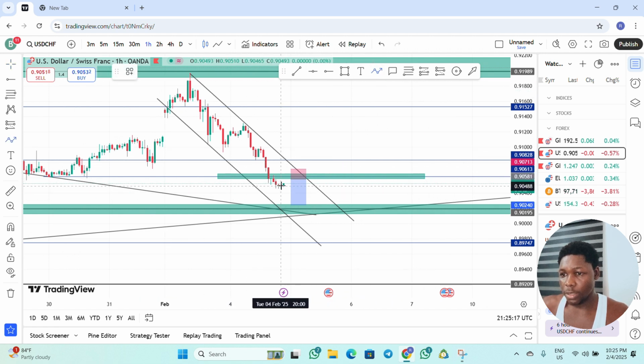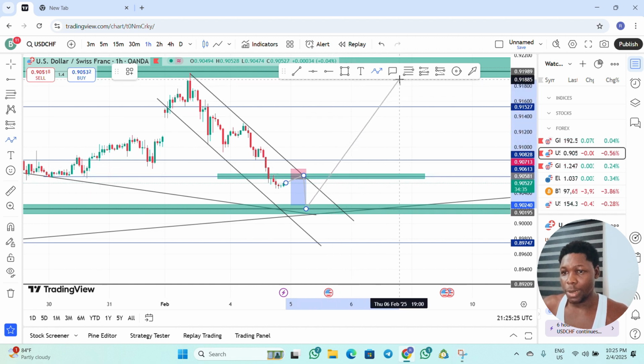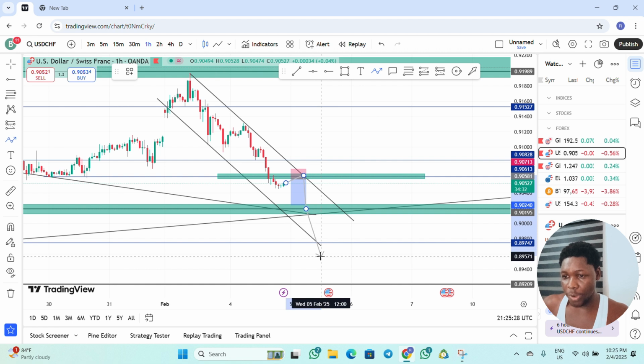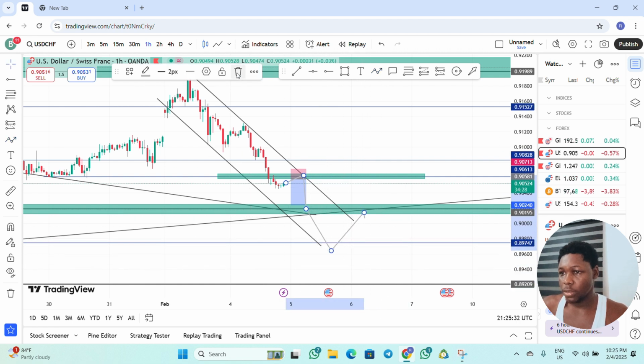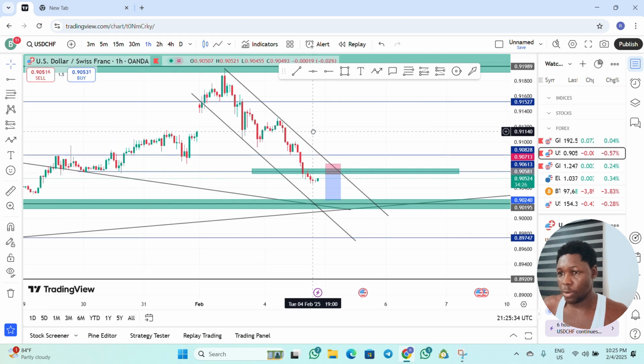And don't forget, the main movement is getting the market to here. Then once we get a break above the trend line, just know that the market is going more upwards. Or if you get a break below, then we have to be looking for a sell. So that is the analysis for USDCHF.